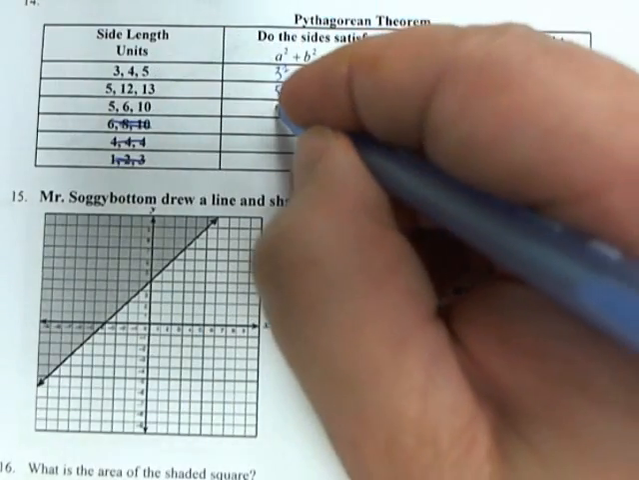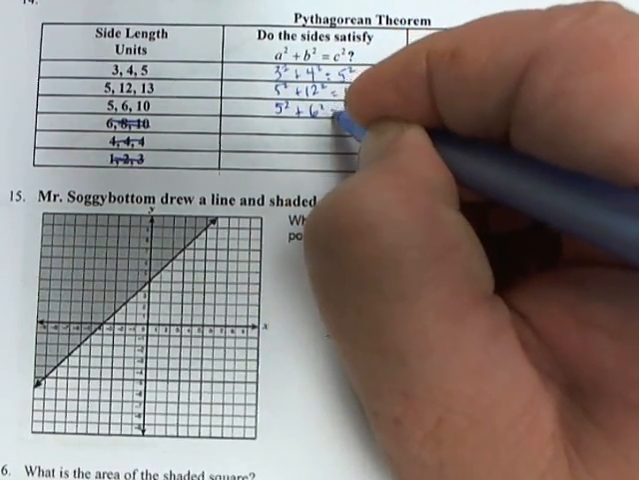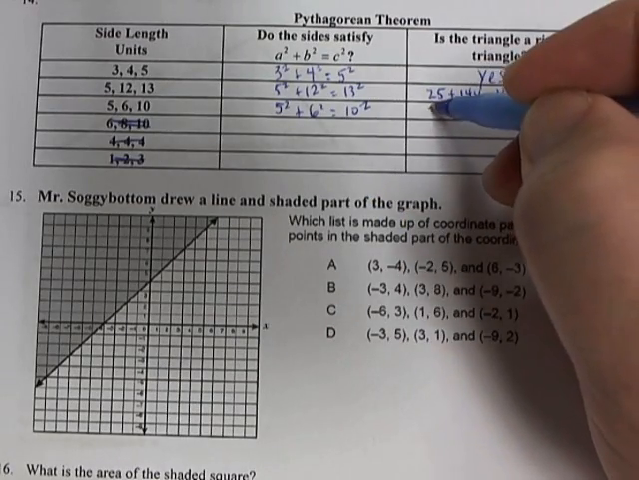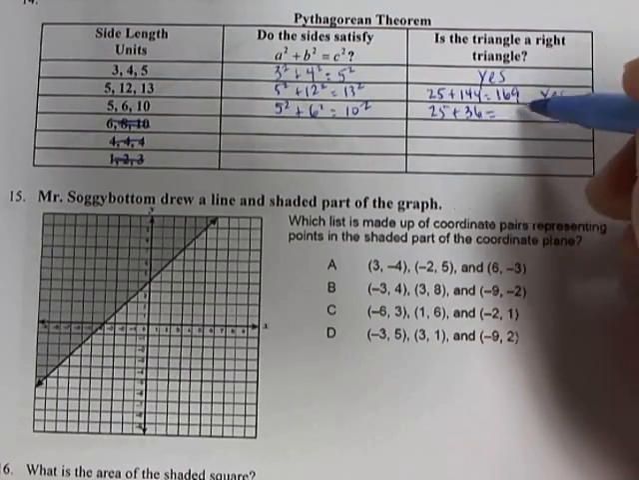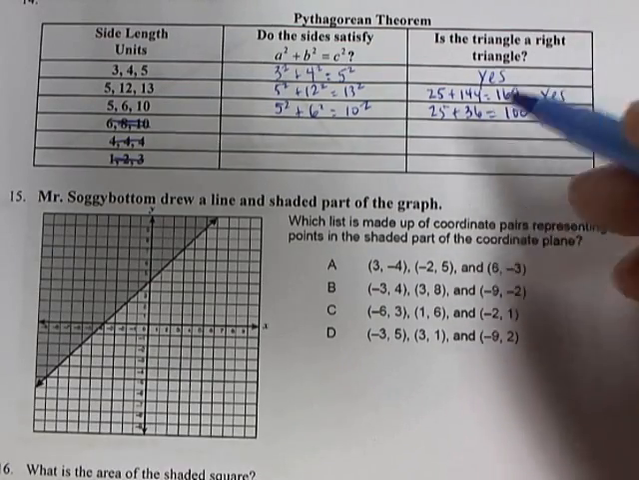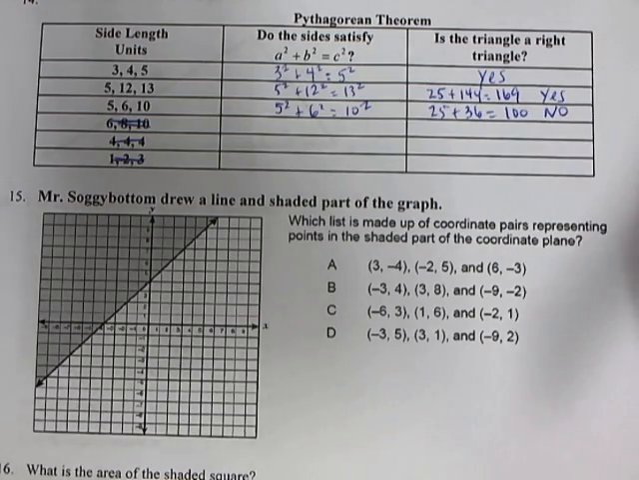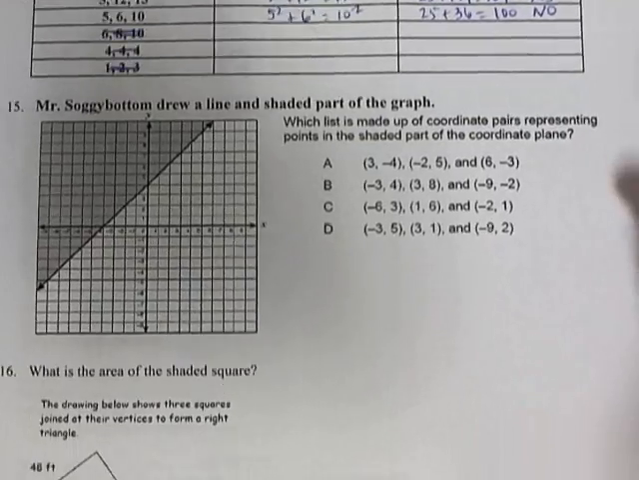And lastly, 5 squared plus 6 squared equals 10 squared. Let's see if that adds up to be a right triangle. Well, 5 squared is 25 plus 6 squared is 36 equals 10 squared of 100. Does that add up to 100? No, it does not. So no, that is not a right triangle because the left side does not equal the right side.